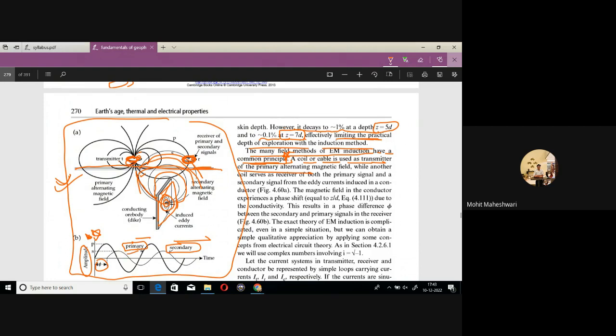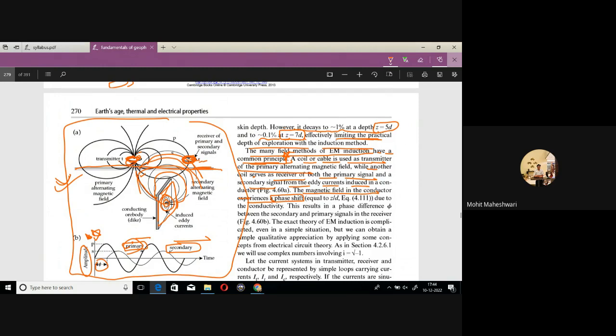This is the primary alternating current, and this is generated by this transmitter T, an alternating magnetic field, while another coil, known as the receiver, serves as a receiver of both the primary signal and the secondary signal from the eddy current induced in a conductor. So this receiver will receive the primary signal from the transmitter, and the secondary signal which is produced by the eddy current in the conductor. Now the important thing is that the magnetic field in the conductor experiences a phase shift. This is very, very important.